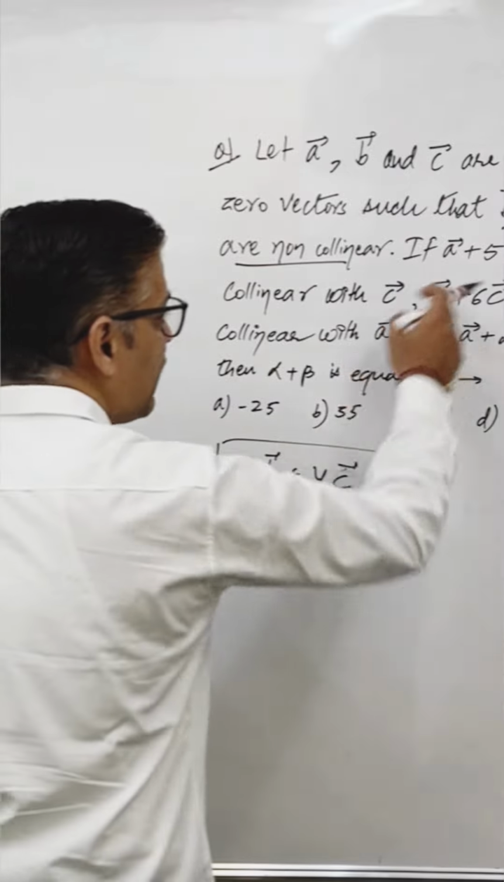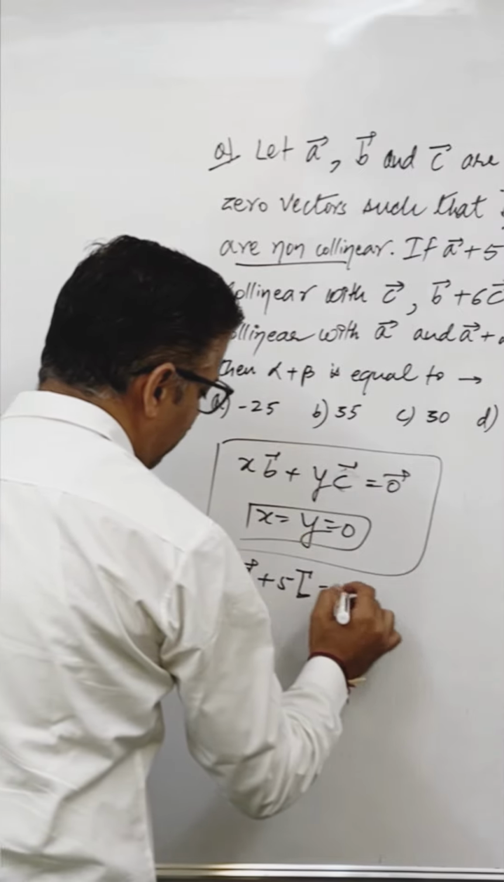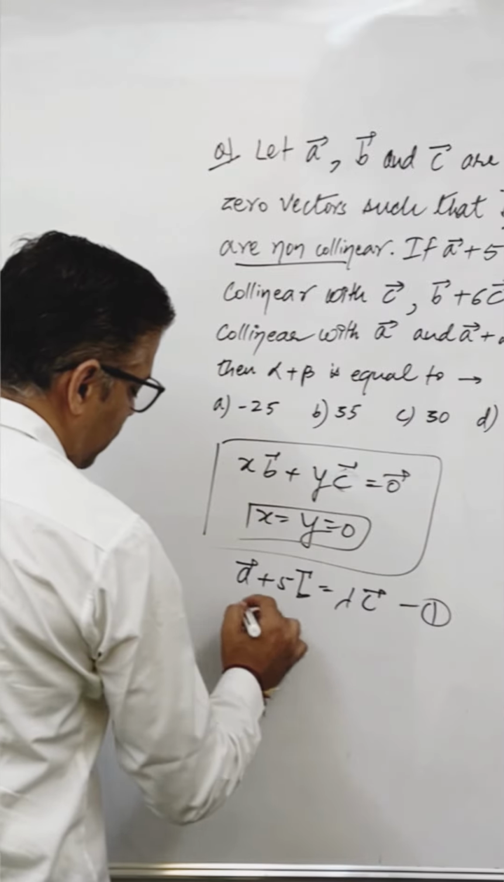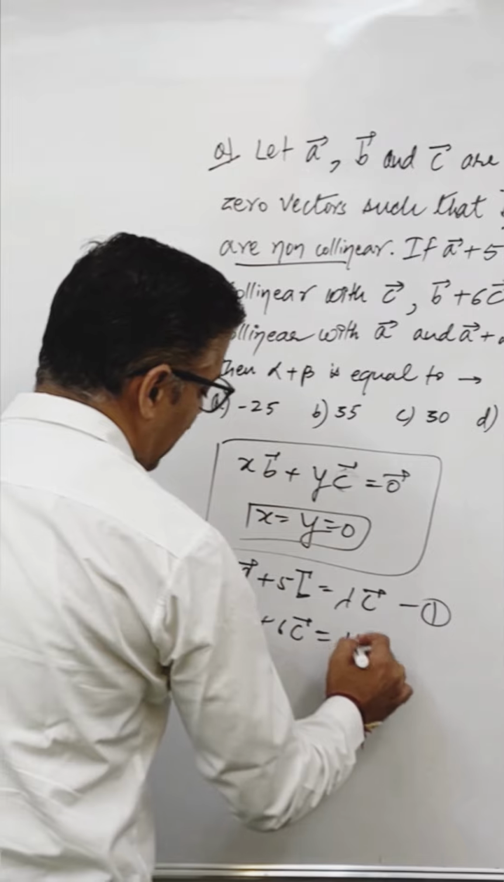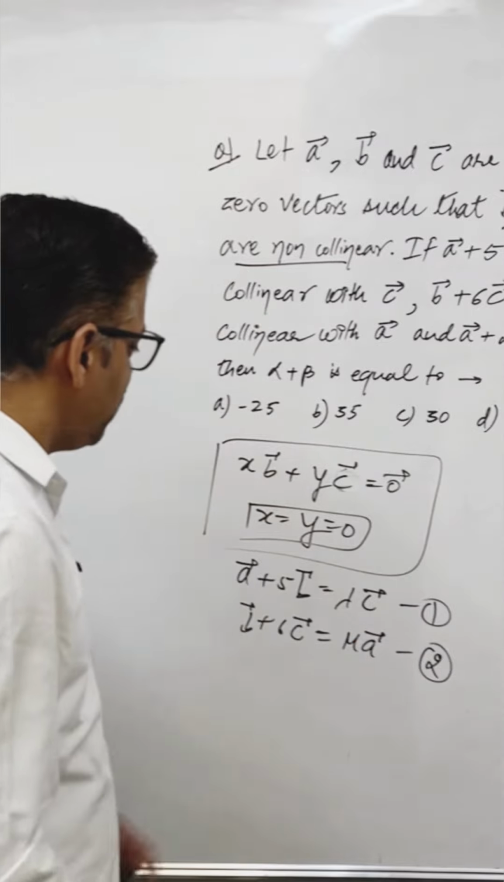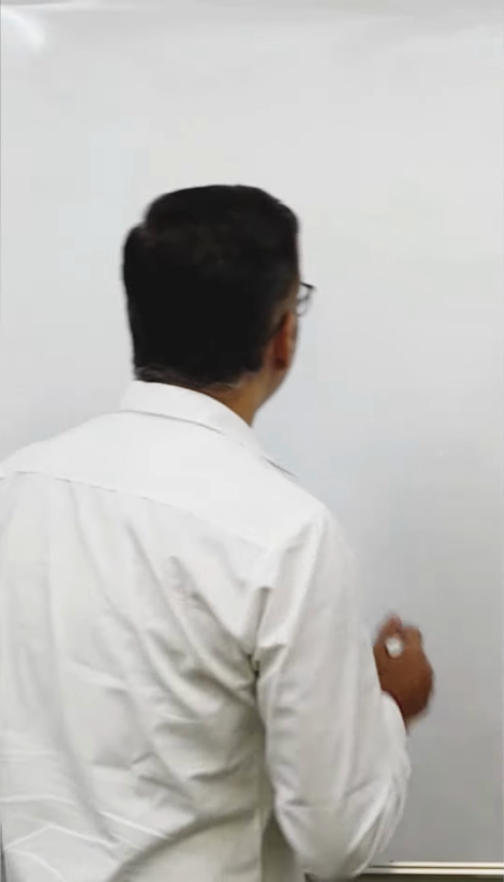Now, vector A plus 5 times vector B is collinear with vector C. So we can write vector A plus 5B equals lambda times vector C, equation number 1. And vector B plus 6 times vector C is collinear with vector A, that is mu times vector A, equation number 2. Since we have the linear combination of vector B and vector C equal to 0, we will put the value of A in equation number 2.